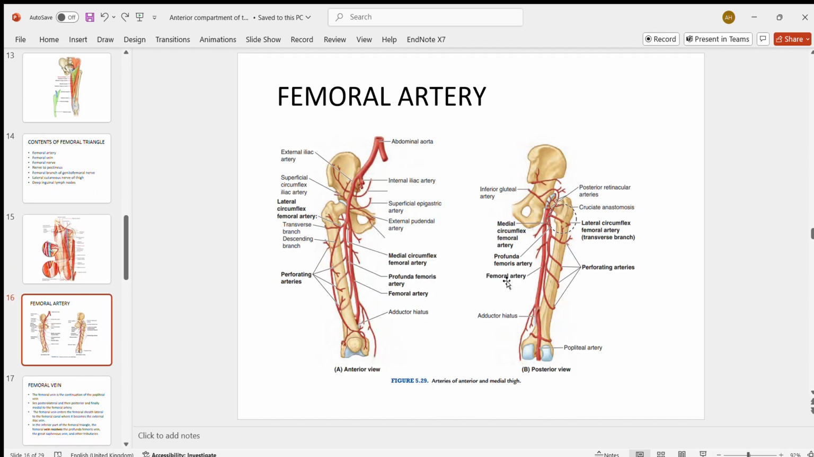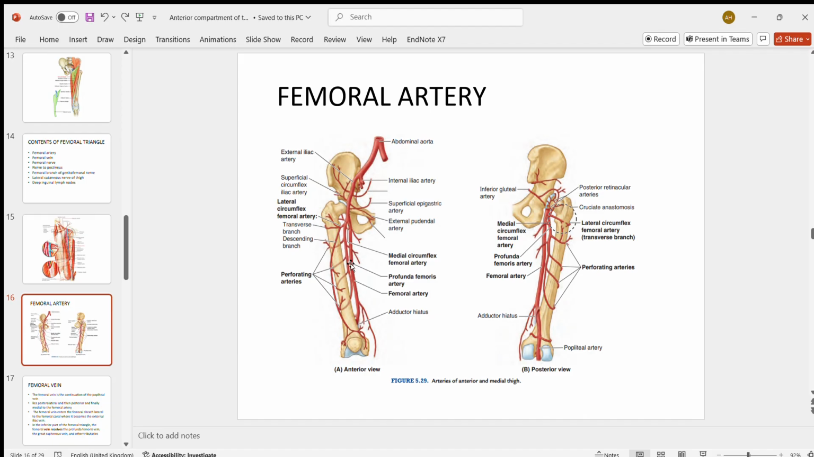Now let's discuss briefly the femoral artery. Femoral artery is the artery of supply of the anterior compartment of thigh. It is continuation of the external iliac artery, enters the thigh behind the inguinal ligament, enters the femoral triangle. On the medial side, it is bounded by femoral vein, and on the lateral side, it is bounded by femoral nerve. Then it goes down at the level of apex of femoral triangle. It enters the adductor canal.